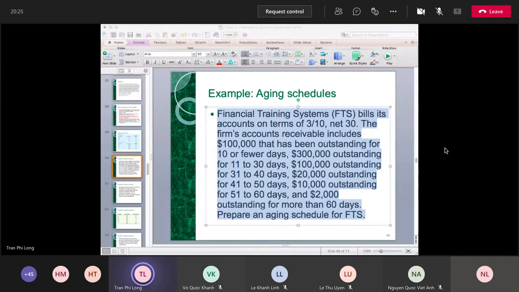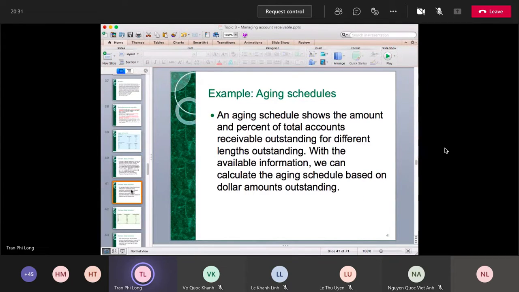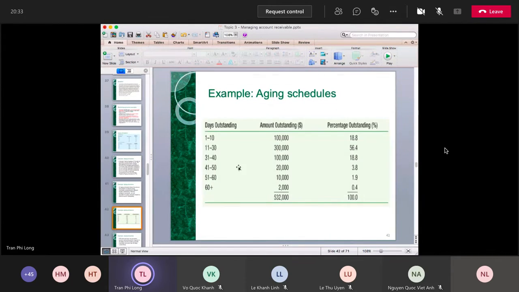Oh, this one I provide you in the slide the results. Okay, so you can see here, this is the results. The first dimension will be the days outstanding. The second dimension will be the amount outstanding, and then you calculate the percentage outstanding in the third column.